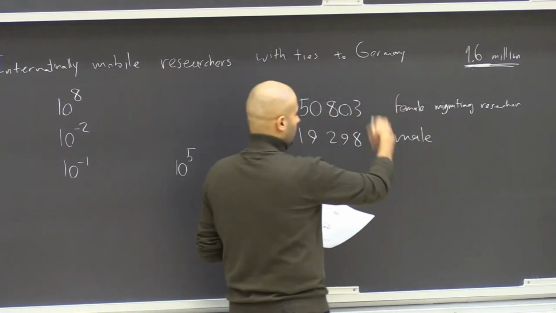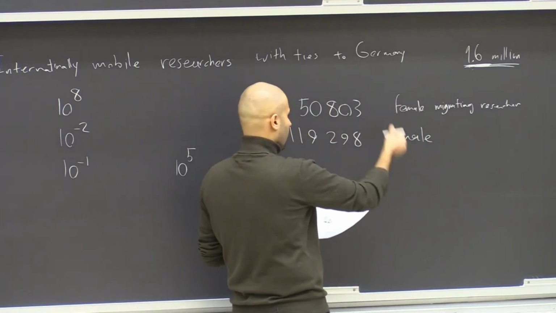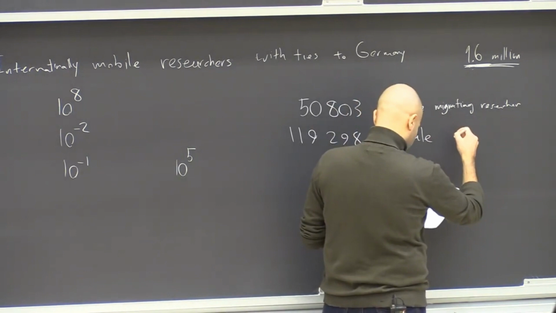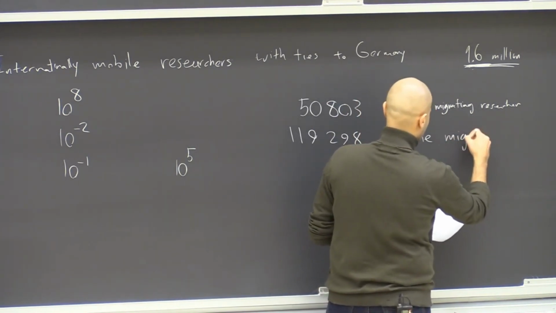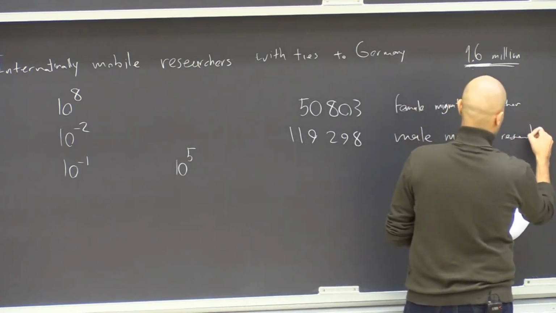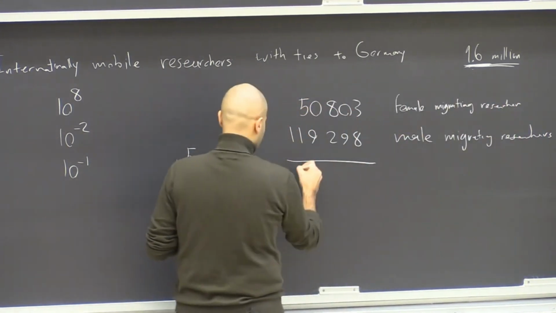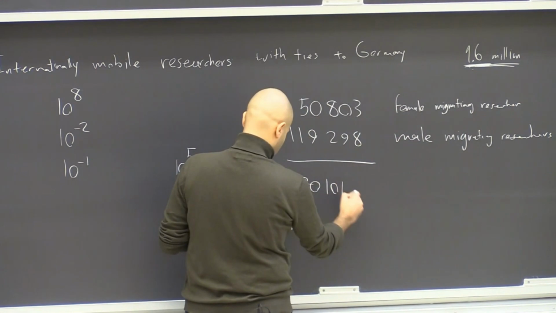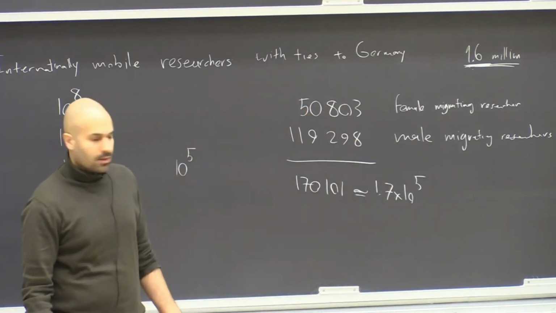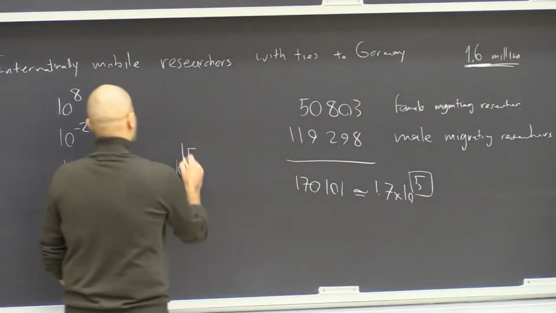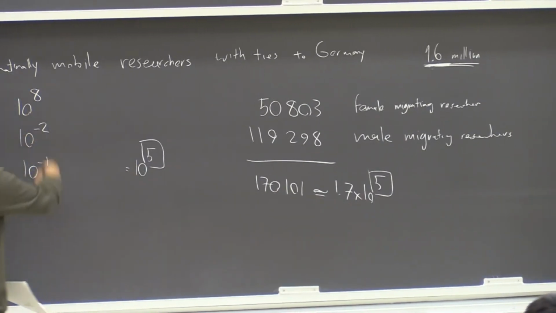We looked at their first names to predict whether they are more likely to be female or male, because we were looking at gender disparities in academia. So, male and female migrating researchers, and when you add up these numbers, you get 1.7 times 10 to the power of 5. So you can see that this is consistent with the product of these three numbers.